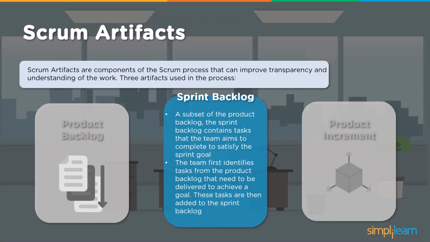Once it is agreed, the team should first identify the tasks from the product backlog that need to be delivered to achieve the goal. These tasks are then added to the sprint backlog, so there should be an agreement between both. And once it is agreed as part of that sprint, the output of the sprint would be the objectives, the goal, the results, which is specific working software.